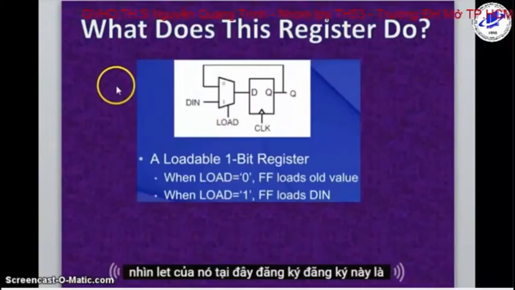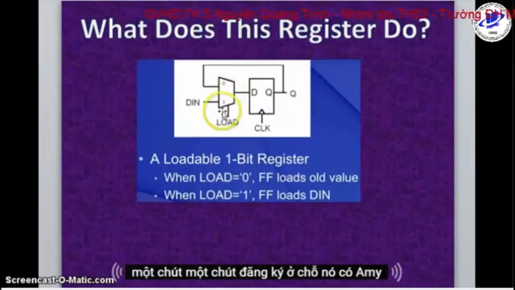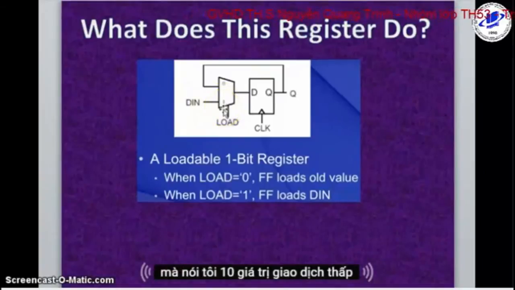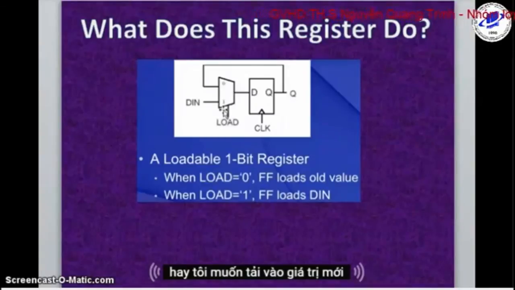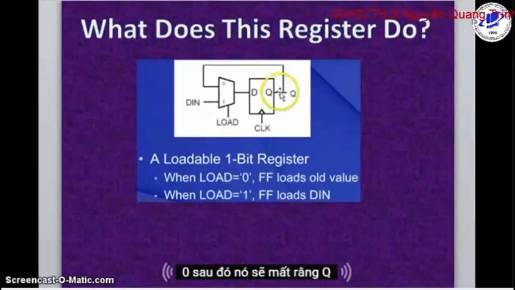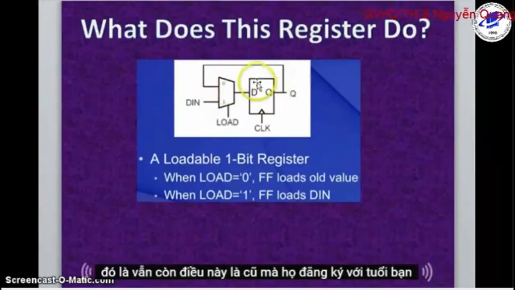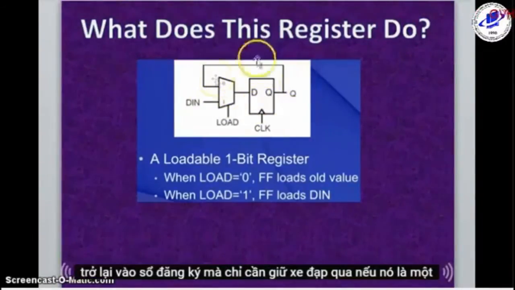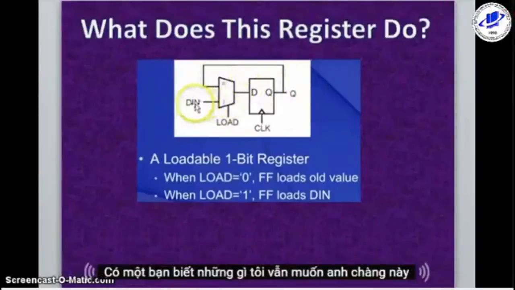Now let's look at this register. This register is a loadable 1-bit register in that it has an input, the DN. It has a load switch that says, do I want to load the old value, or do I want to load in the new value? If load is 0, then it's going to take that Q, which is the old value, and put the old value back into that register. Just keep cycling through.